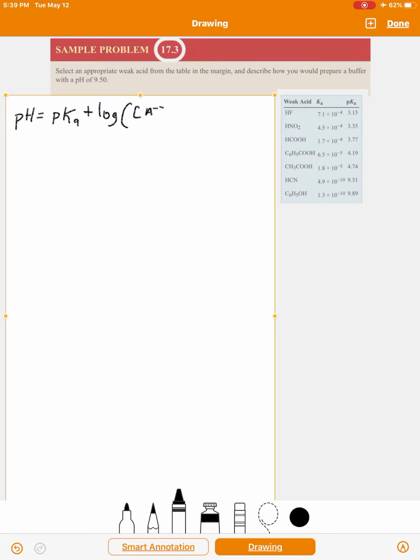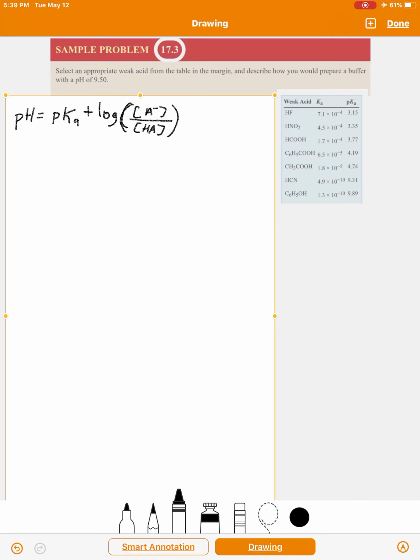Concentration of the conjugate base divided by the concentration of the weak acid. Okay? Now, notice that pKa is in that term, and notice I've selected the little table over to the right of different pKa's. So they're asking us which weak acid and its conjugate base we're going to use to make the buffer.